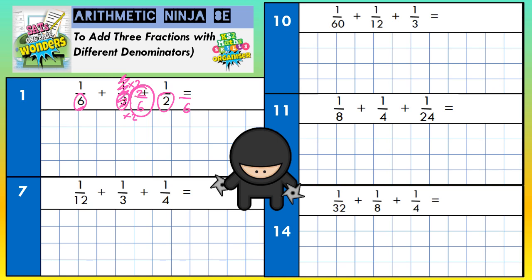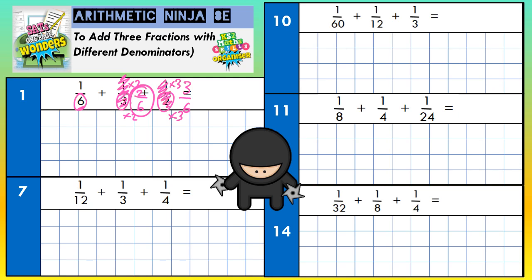Now for the half, well, a half is going to be obvious. That's going to be 3 sixths because a half of 6 is 3. If you want to explain it the normal way, then to get from 2 to 6 is times 3. So you do exactly the same on the top. 1 times 3 is 3. So again, we've got our equivalent fraction of 3 sixths. Scribble out the original fraction because we don't need that anymore.